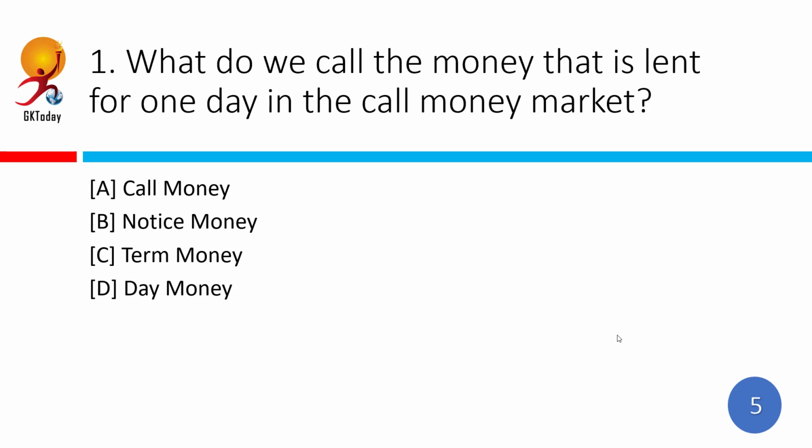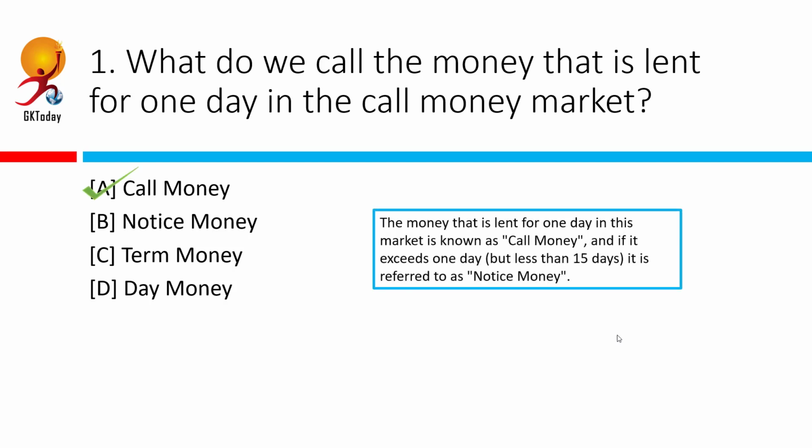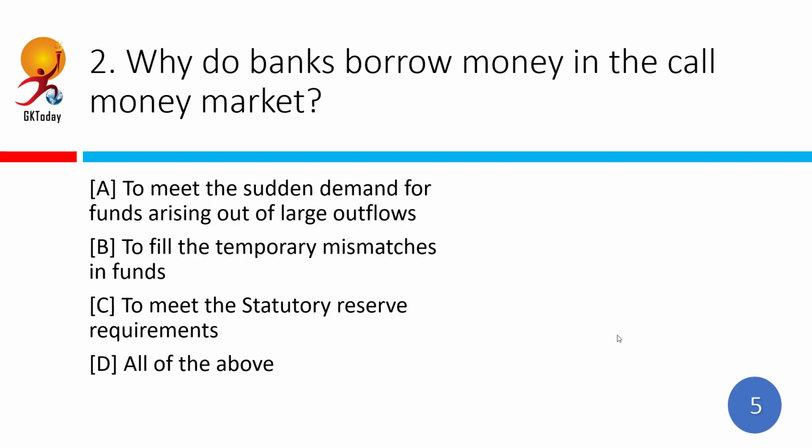What do we call the money that is lent for one day in the call money market? Correct answer is call money. So call money refers to borrowing or lending of funds for one day. Now, money market instruments are those instruments which have a maturity period of less than 1 year, and call money is one such instrument. Why do banks borrow money in the call money market?